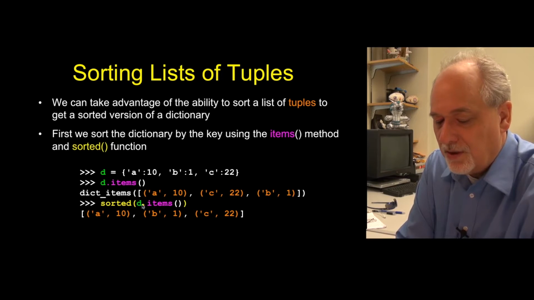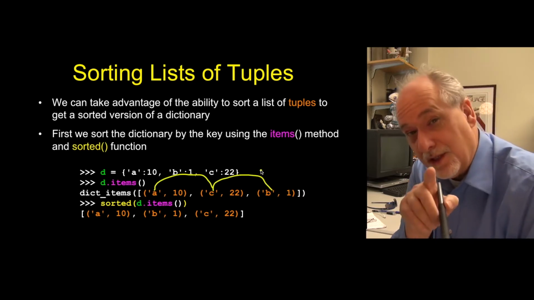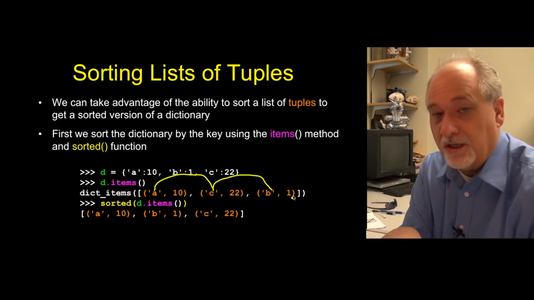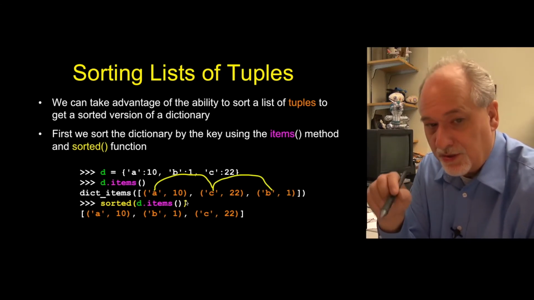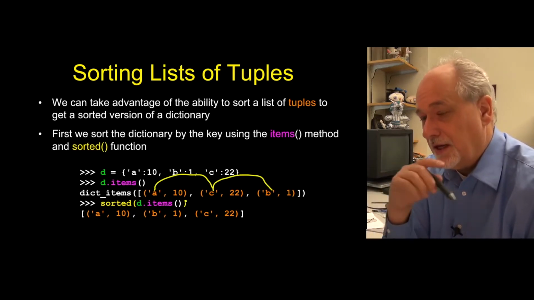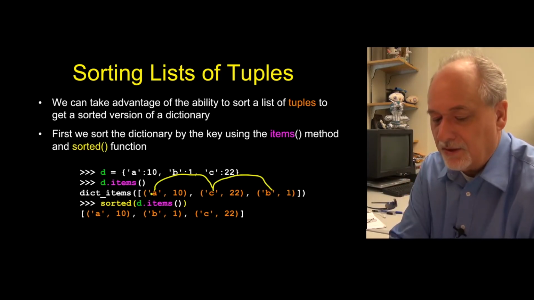And so it says sort D items. It's basically going to take this list and compare the A's and the C's and the B's, and because it's a dictionary and all the keys are unique, there's never going to be equality, so it really is going to just sort this by keys and never get to looking at the values. You could make a list of tuples that had duplicates in the first position, like we did before, but given that this is coming from a dictionary, the first thing is always going to be unique and distinct.